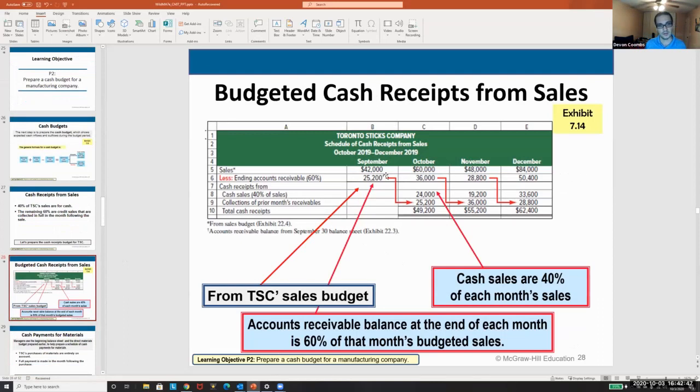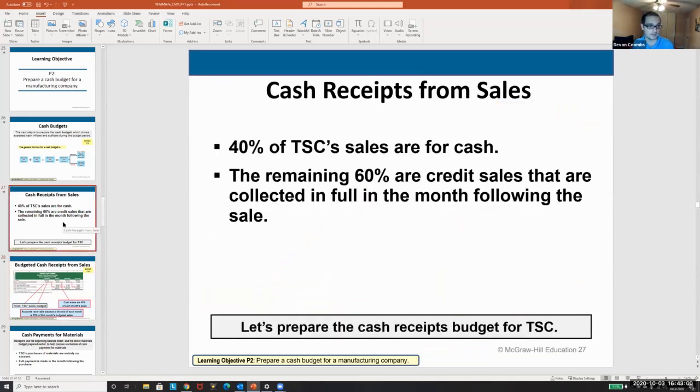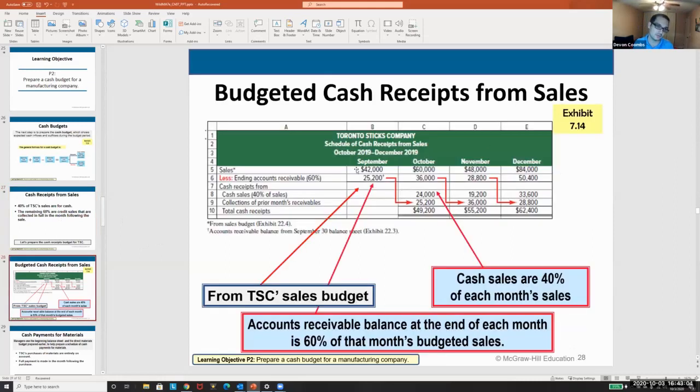And so we'll have to check this out for the cash balance. So our sales, we'll have the accounts receivable, right? That's the remaining amount. We have our sales and then our accounts receivable of 60%. Where do we get that 60% from? They said the remaining 60% are credit sales. That means our 60% is accounts receivable. So in September, our sales is 42,000 and our accounts receivable is 25,200.